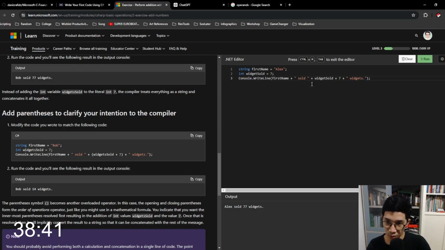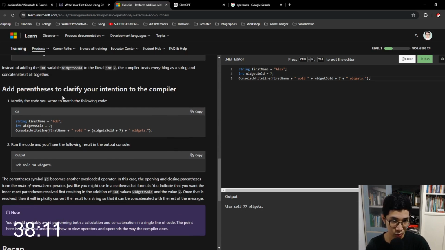So yeah, that's why the widget sold, which is actually an integer, doesn't work with the literal integer. Even integer plus integer is treated as string plus string, because that's how the compiler treats this line, since there is still a string variable and literal strings here. So that's how it works.